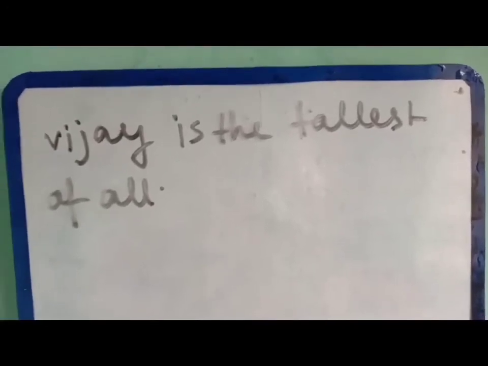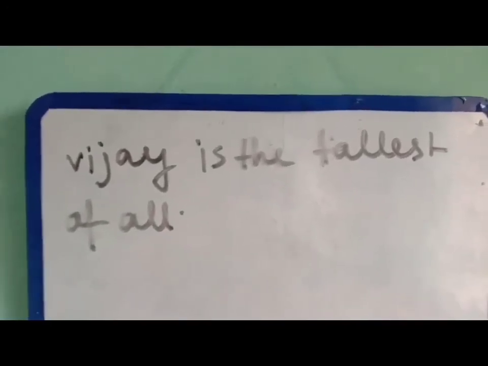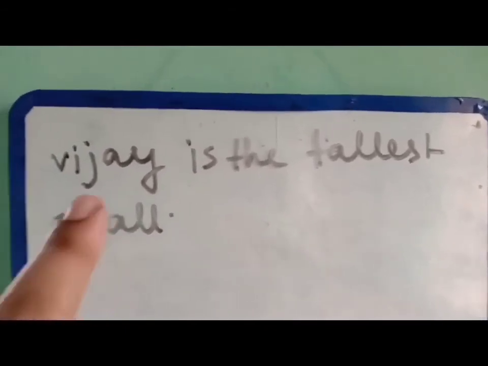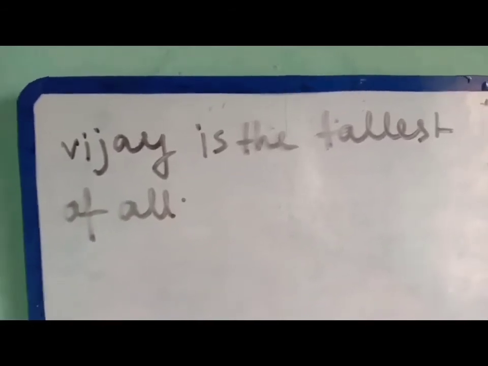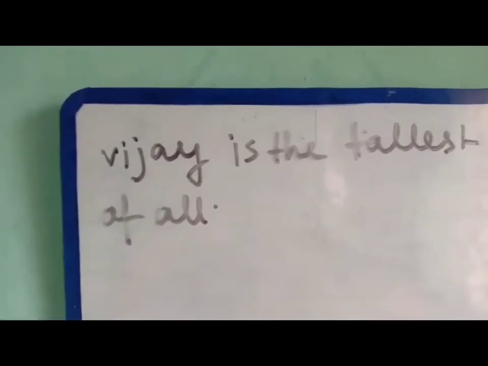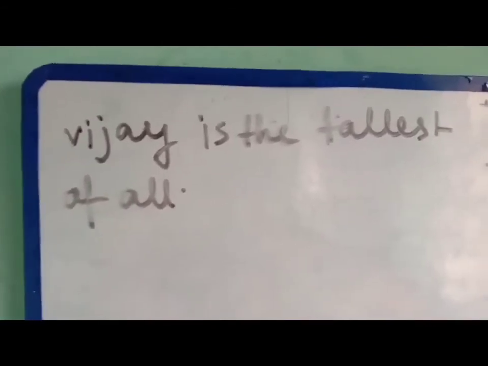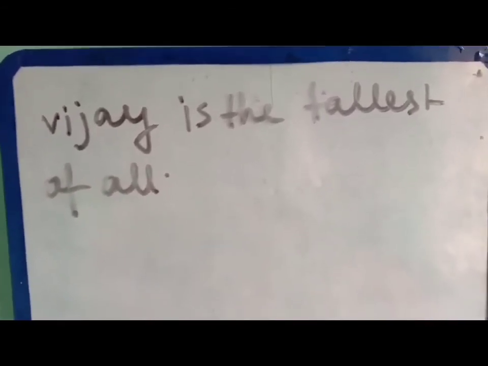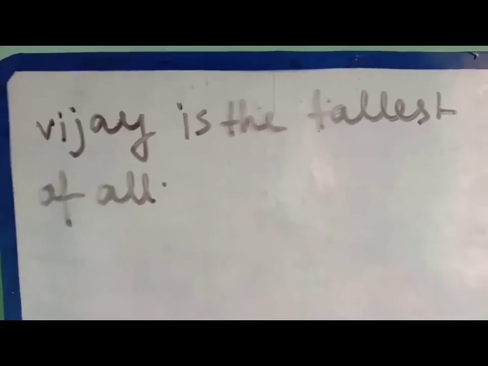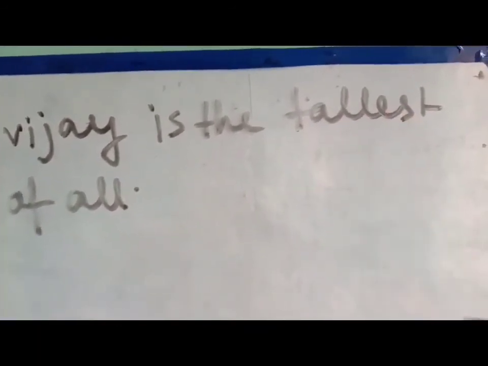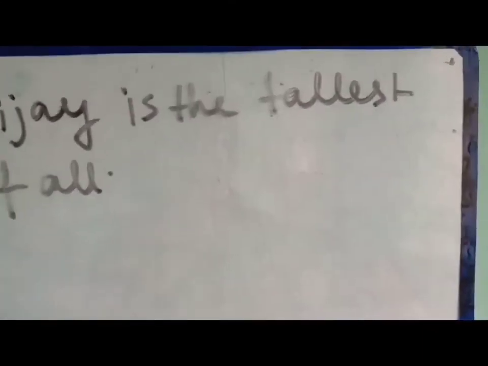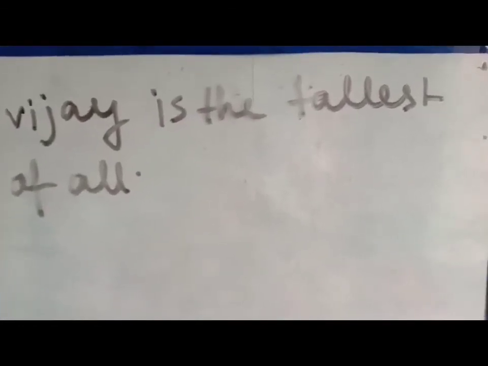The example of the superlative degree, you see: Vijay is the tallest of all. Here we are comparing with so many, that means many students or boys, more than two. So Vijay is the tallest of all. Here you see this word the, and the third form of the adjective, the superlative form, shows us that this is the superlative degree.